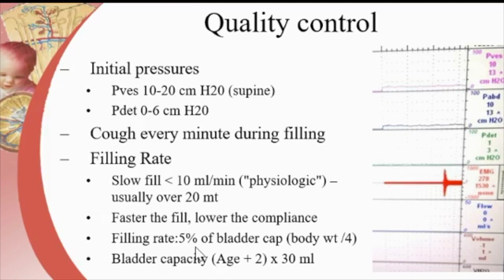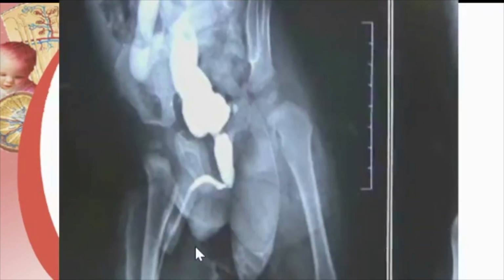The fill rate is generally 5% of the bladder capacity, and for the bladder capacity, there are different formulas. The formula I use is the Koff formula. It's age plus 2, times 30 ml. So if somebody is a 3-year-old, then that is 3 plus 2, 5, times 30 is 150 ml. That is how you record the bladder capacity.